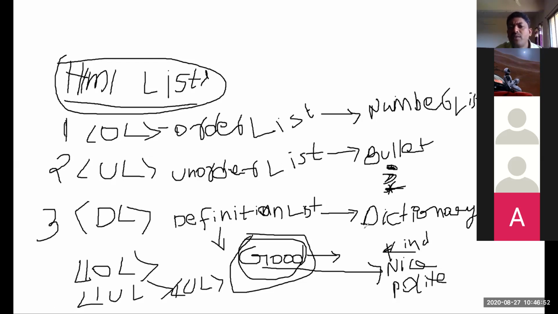DL, definition list, is used to specify a particular word's meaning. Suppose I give the meaning of good, you search this in the dictionary, you will get all these kinds of synonyms or similar meanings: kind, nice, polite, all these things will come. Now let us see this program. I will execute the first one, ordered list.